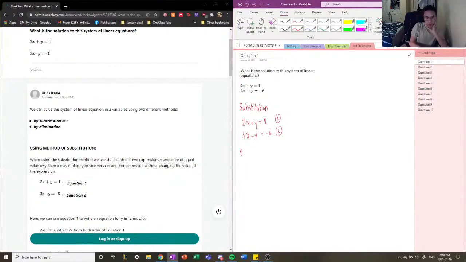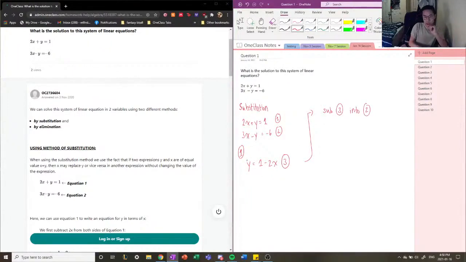So for equation 1, we're going to transform it by isolating for y. So we're going to move this 2x to the right-hand side. To do that, we're going to subtract 2x from both sides, and we get this. So y equals 1 minus 2x, and we're going to call this equation 3, okay? So now, we're going to sub equation 3 into equation 2, okay?